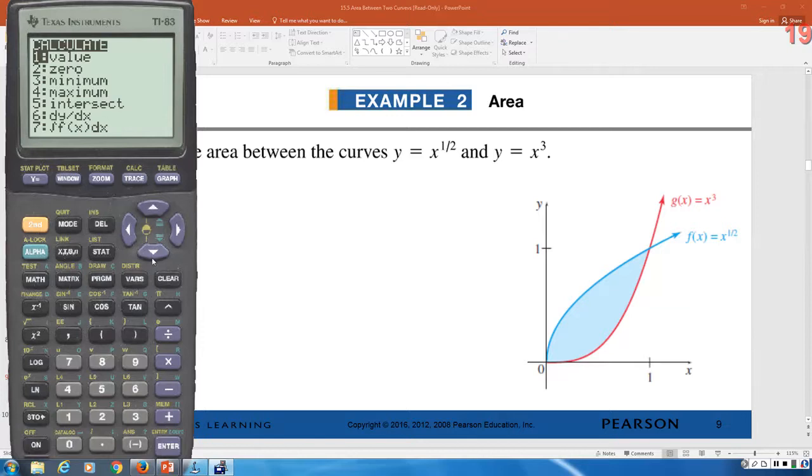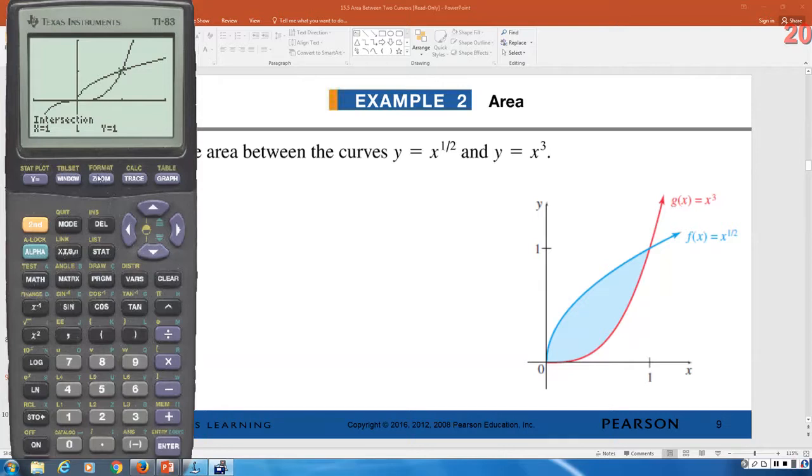Just hit second trace. I've tried since last semester. And go down to number 5. And as long as you trace close to the one you want, then all you have to do is hit enter 3 times. Oh, it doesn't like that one.